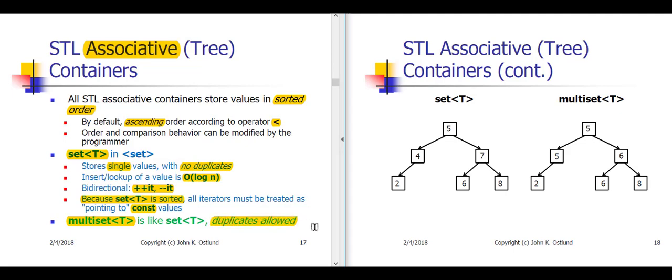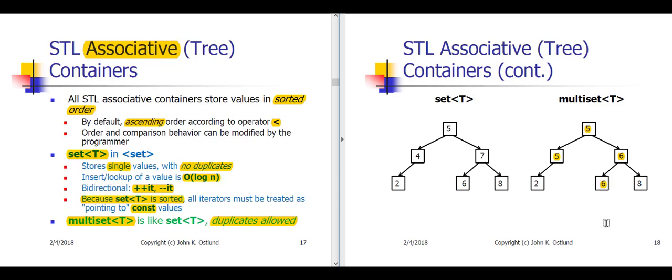So you could think of a multiset as being like a bag of objects kept in sorted order. If you had a multiset of marbles, for example, you might have 4 blue ones and 8 red ones and 3 black ones. Here on slide 18 are some illustrations of set versus multiset. The set here is shown as the balanced binary search tree. The multiset is also balanced, but notice that we have multiple 5s and multiple 6s in our multiset.